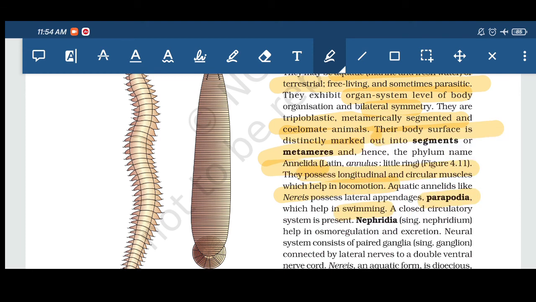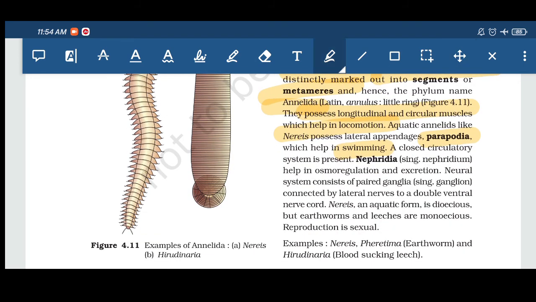A closed circulatory system is present. What do you mean by closed circulatory system? Like the pipes, not pipes actually speaking. As I had explained, they are the closed tunnels in which the blood moves. Are you getting the point? Let us take arteries and veins, which are closed tunnels through which the blood is passed. So a closed circulatory system is present.